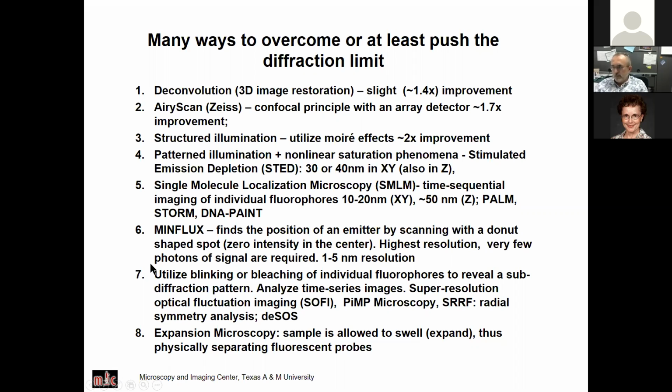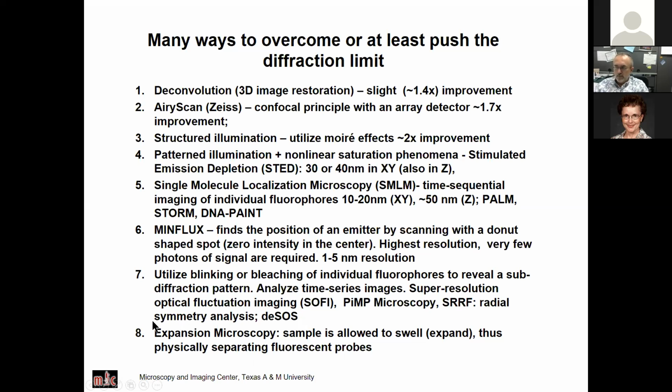There are some other techniques that you could actually do in your own lab on almost any microscope. These techniques utilize the blinking or bleaching of individual fluorophores. That involves acquiring, let's say, 50 or 100 images, and then looking at the fluctuations in the signal. The software can calculate the underlying super resolution structure. So it's either SOFI, SURF, PIMP microscopy, DSOS, and so on. So lots of names here.